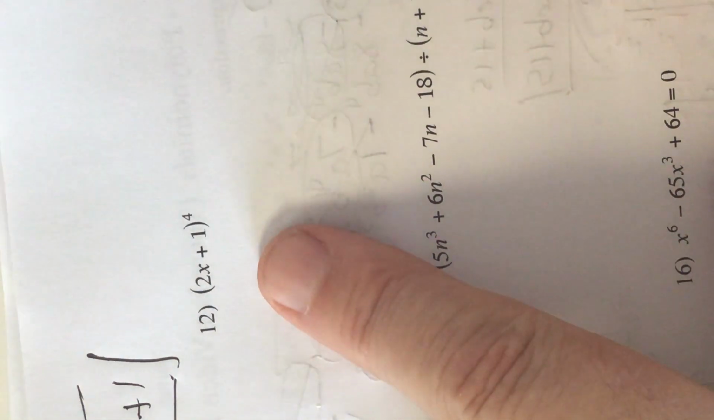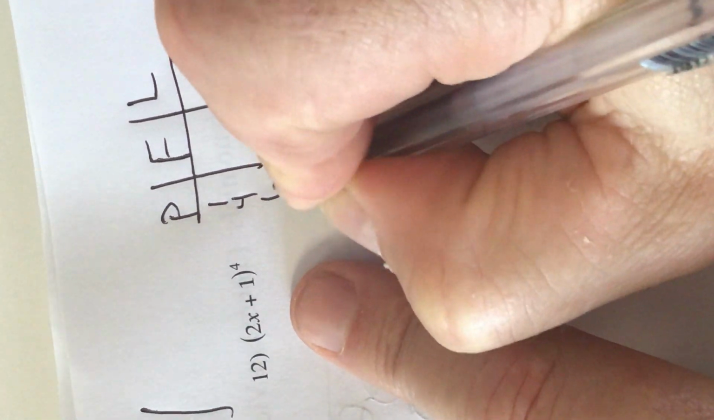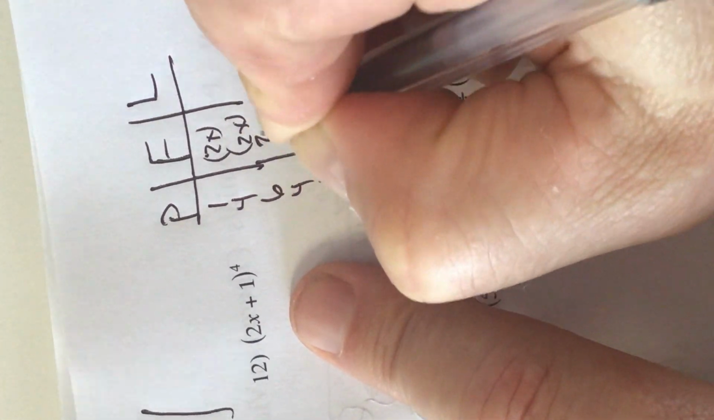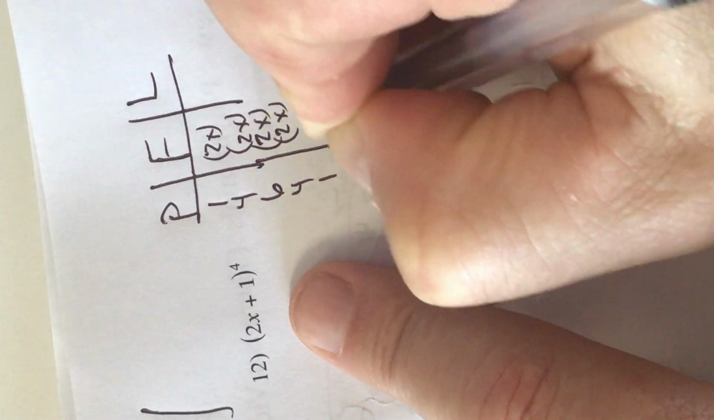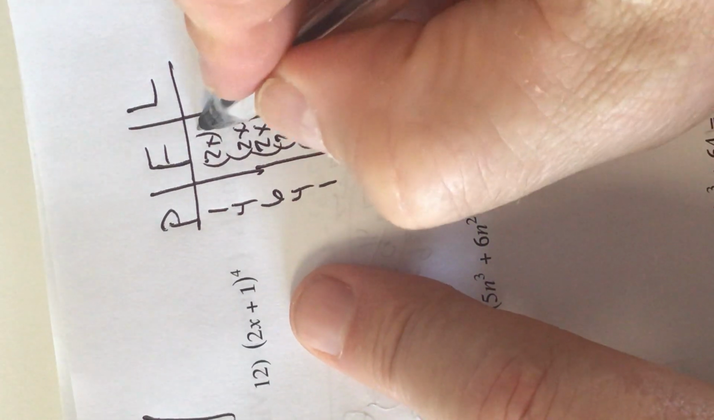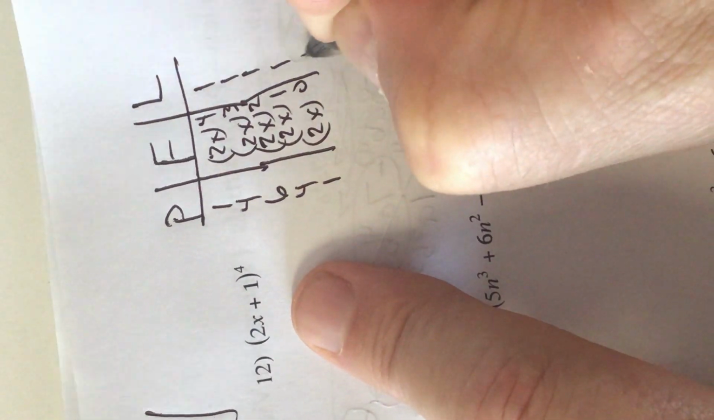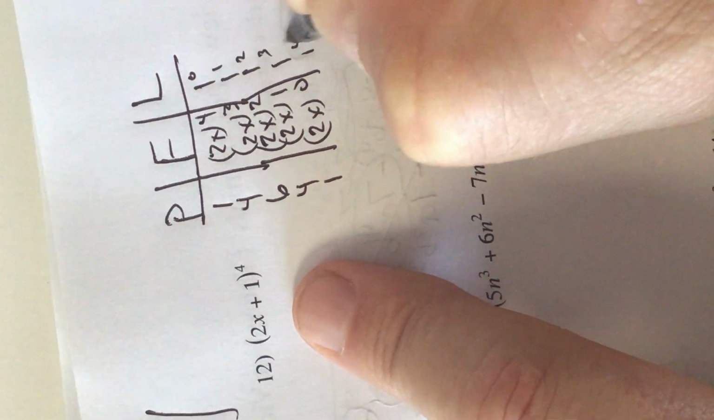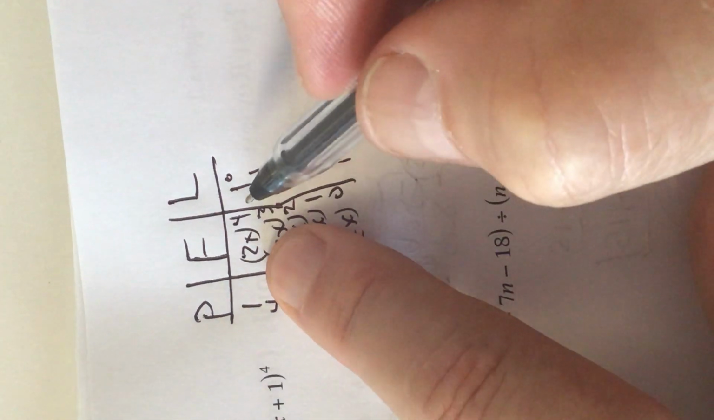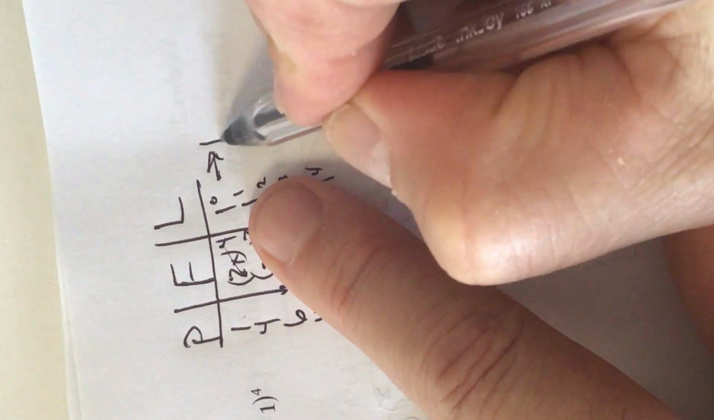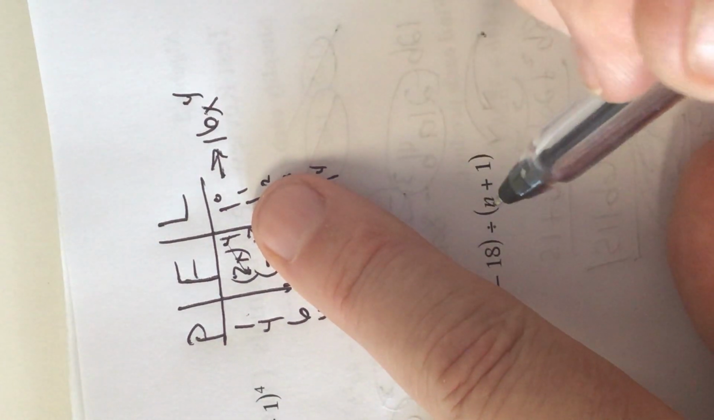Okay, so this one's going to be very similar. Too bad they should have put a negative on here. Pascal, first, last. 1 4 6 4 1. 2x as a package, 2x as a package, 2x, 2x, and 2x to the 4th, 3rd, 2nd, 1st, 0 power, and then a bunch of 1s to the 0, 1, 2, 3, 4 power. 2 times 2 is 4, times 2 is 8, times 2 is 16. So this is 16 times 1 times 1. So that's 16x to the 4.